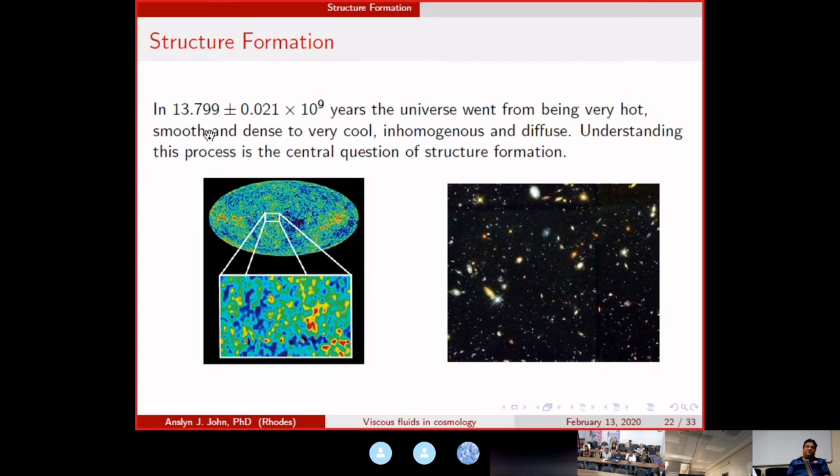And over the course of its history, the universe went from looking like this to looking like this. Very cool, very inhomogeneous, and very diffuse. And understanding how the universe evolved from this picture to this picture is the main question of the subject of structure formation.